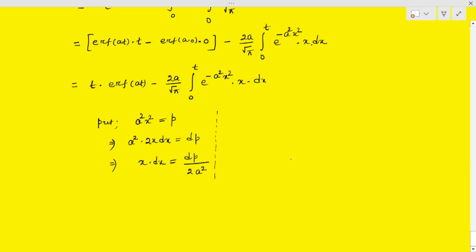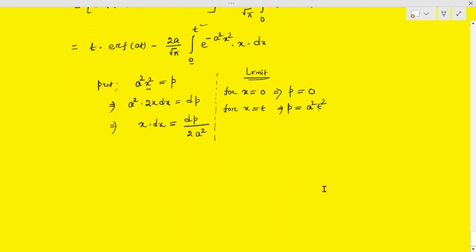Now we are going to consider the new limits, which is most important here. For x equal to 0, because the lower limit is 0, that implies p equal to how much? Here if I put 0, p is also 0. For x equal to t, because the higher limit is t, if I substitute t over here, then the upper limit will be a square t square.